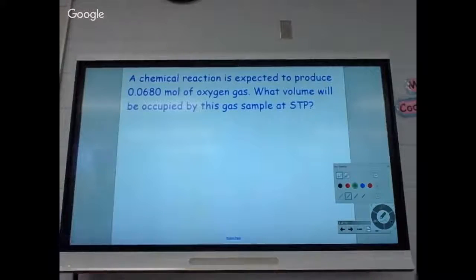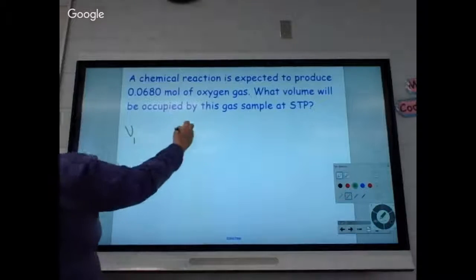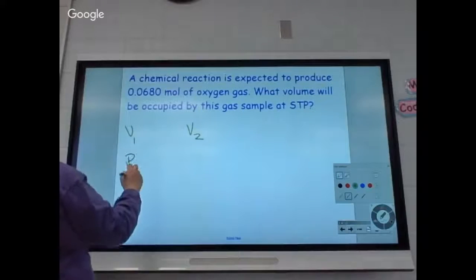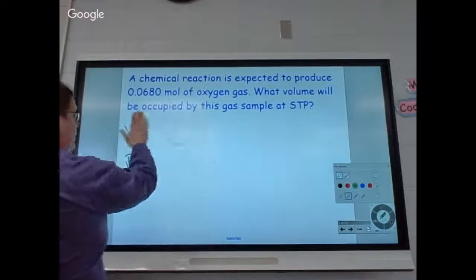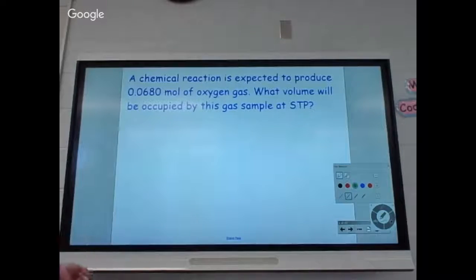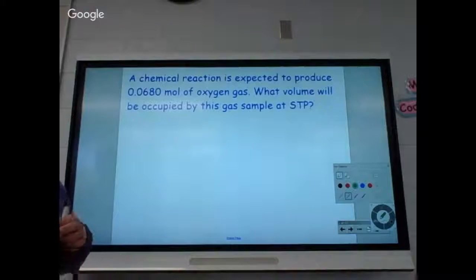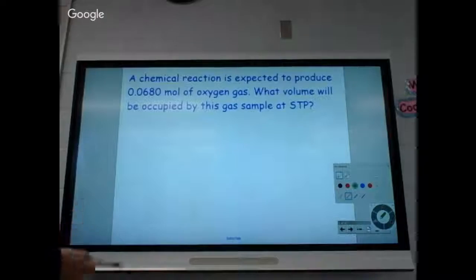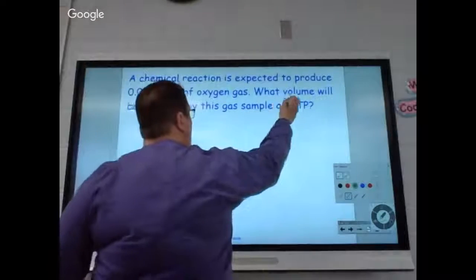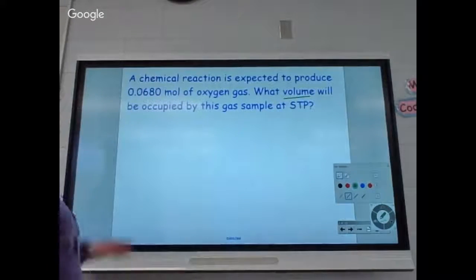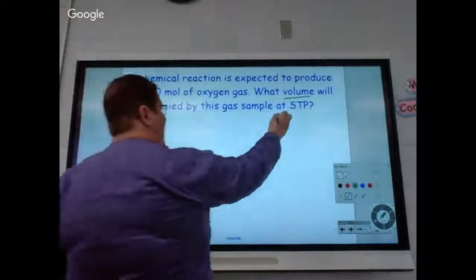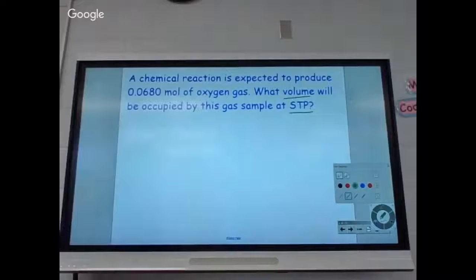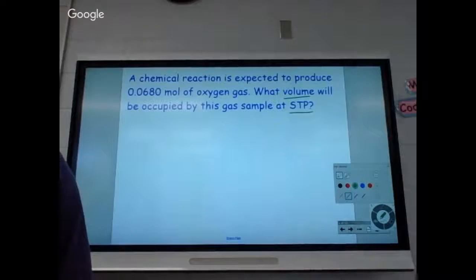Okay? You had a V1 and a V2. You had a P1 and a P2 on everything you worked. It said volume of something, what is the other volume? You had a temperature of something, what's the other temperature? But in this one, it just says, what is the volume? Is there another volume anywhere up there? No. It says STP. Is there another temperature and pressure anywhere up there?